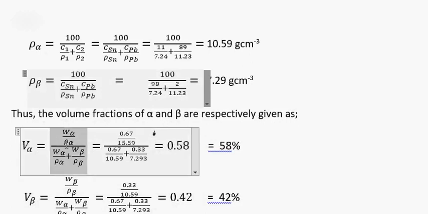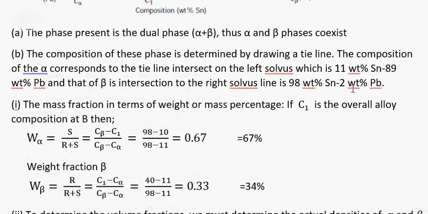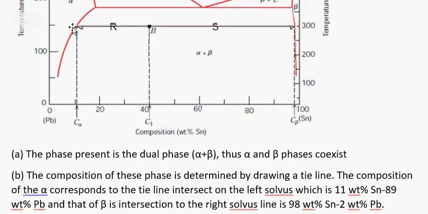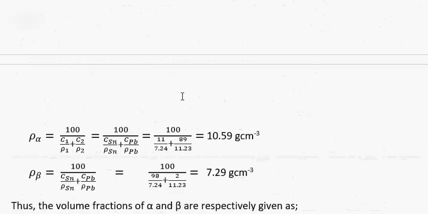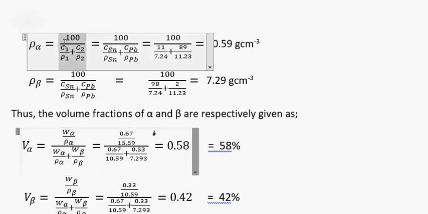So this is the formula we are going to use, but here the densities of alpha and beta are not exactly the same thing as the density of lead and tin. If you look at it from here, the density of alpha is an average of lead and tin, and the density of beta is also an average of lead and tin. So we have to use this equation to determine the density of alpha and beta.